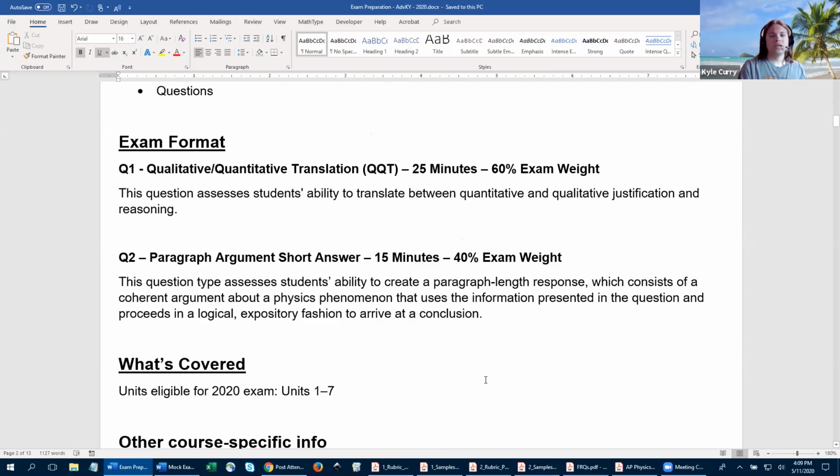So you're going to have two types of questions on the AP Physics 1 exam. You're going to have a long free response question. This is called the qualitative quantitative translation question. You're also going to have the paragraph argument short answer question. Now, both of these questions are going to be written in such a way that you are not going to be required to write any type of physics equations. You're not going to be expected to type out physics equations. You're not going to be expected to carry out long derivations or calculations to find unknown quantities.